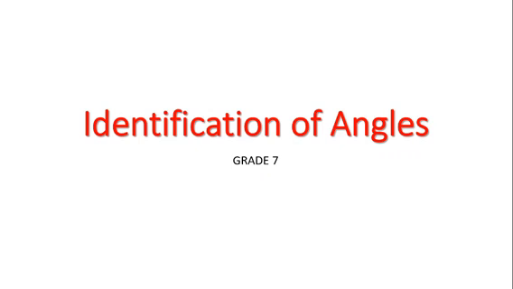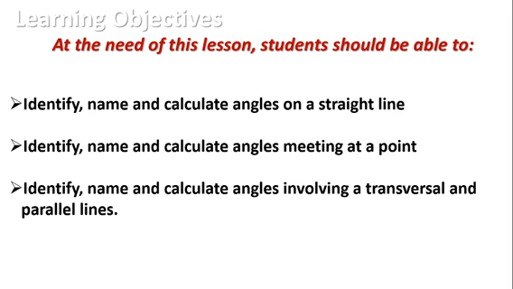Now, our learning objective is that at the end of this class, you should be able to identify, to name, and to calculate angles on a straight line. And also that you should be able to identify, to name, and to calculate angles meeting at a point. And last but not the least, you're going to also be able to identify, to name, and calculate angles involving a transversal and parallel lines. Alright, so these are the three things that you must be able to do at the end of this video. So I want you to watch out for those things and keep them in mind.